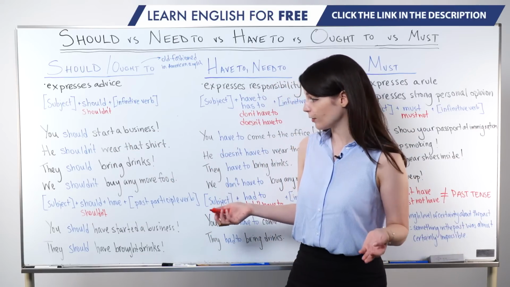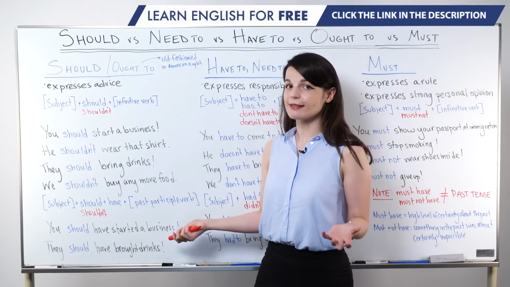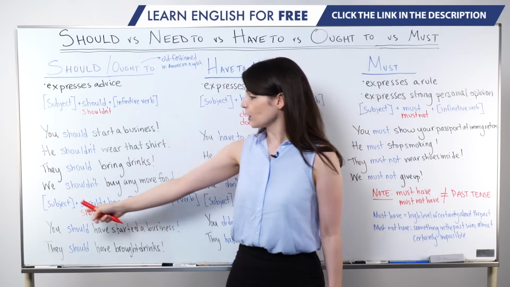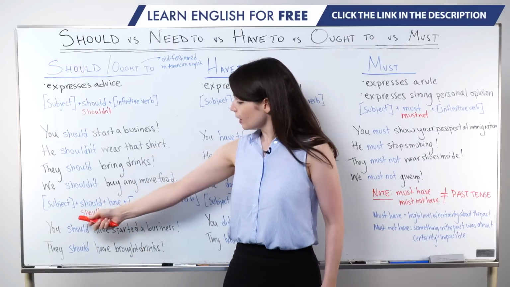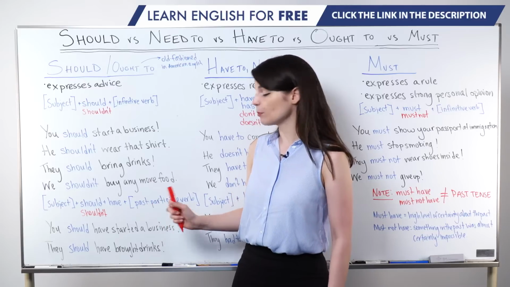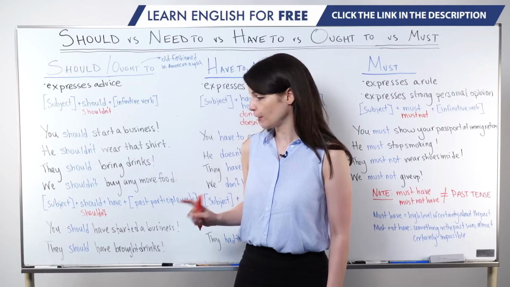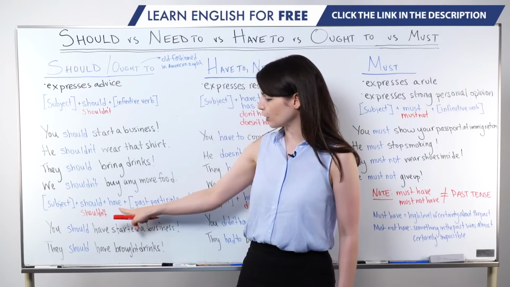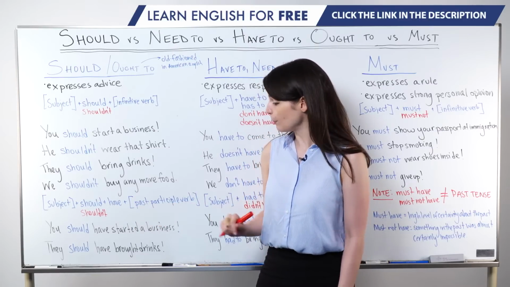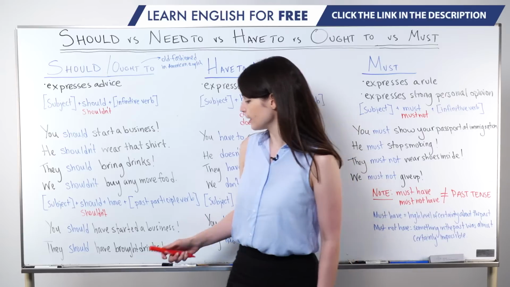So let's compare this then to past tense. If you want to use should in past tense, you can use this pattern. Subject plus should plus have plus the past participle form of the verb. So here is the change. We need to include have and we need to change the verb form. So just a couple of quick example sentences.